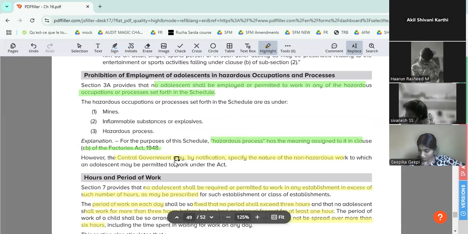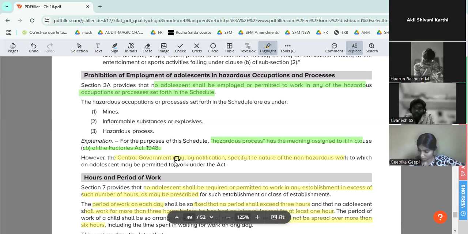Furthermore, now we are coming to the topic of adolescence, that is, children over the age of 14. Prohibition of employment of adolescents in hazardous occupations and processes. Section 3A provides that no adolescent shall be employed or permitted to work in any of the hazardous occupations or processes set forth in the schedule. So, what are these hazardous occupations which are mentioned in the schedule? They are as under: mines, work which involves inflammable substances or explosives, or any other hazardous process.